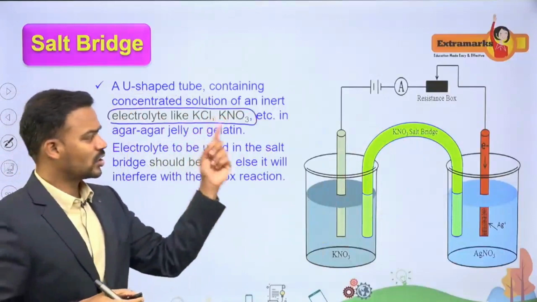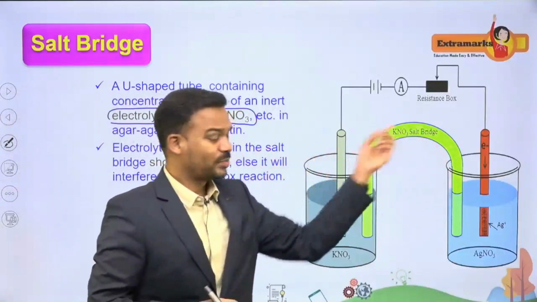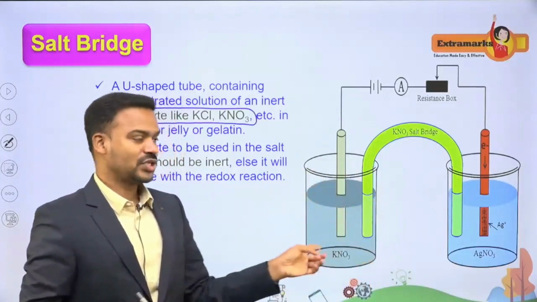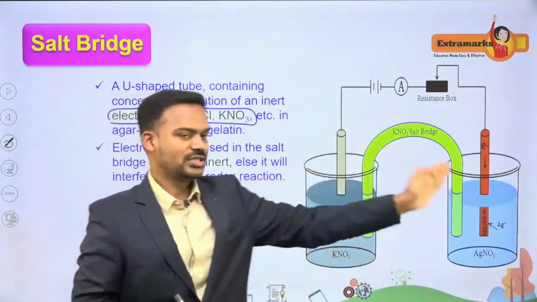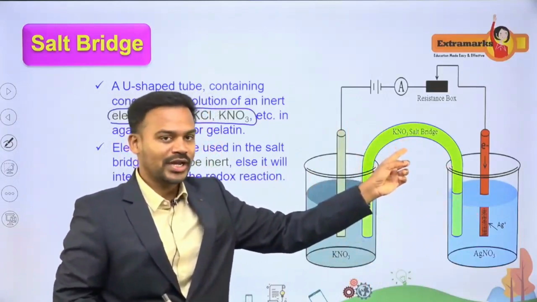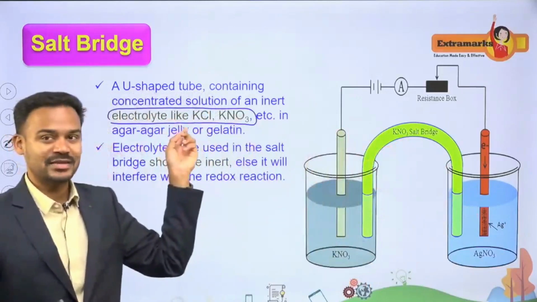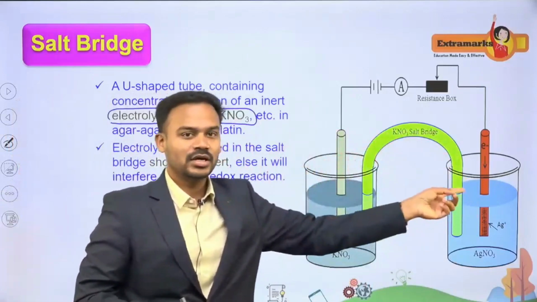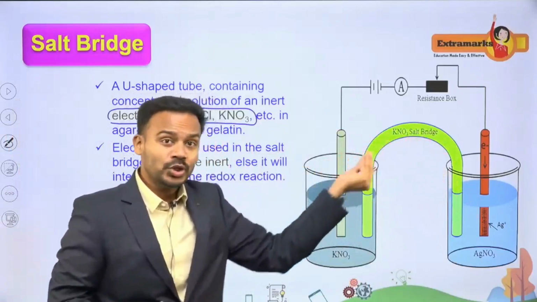The work of the salt present in this salt bridge is that whenever there is an accumulation of charge in either compartment, these salts, which are good strong electrolytes, KCl, the K+ ions and Cl- ions present in this gelatinous liquid, start moving to their respective compartments.